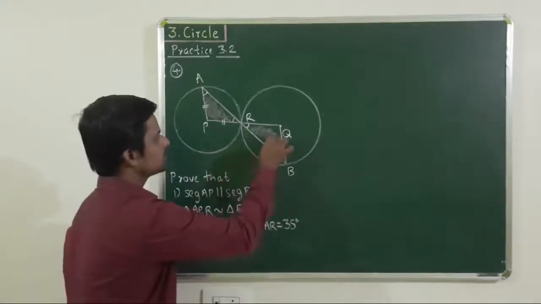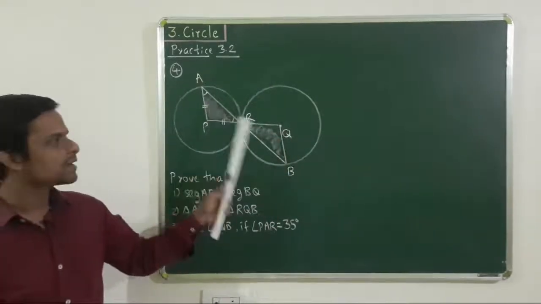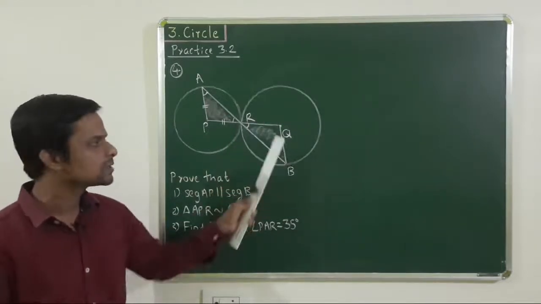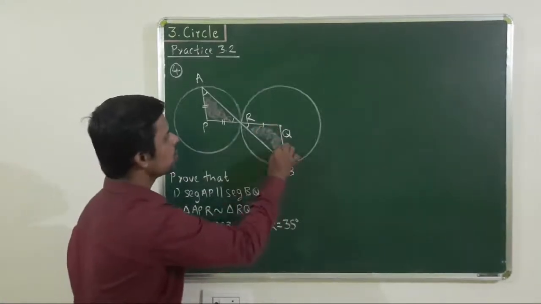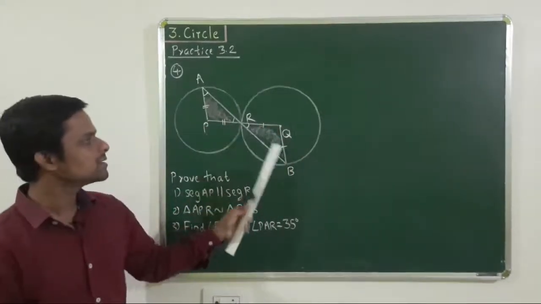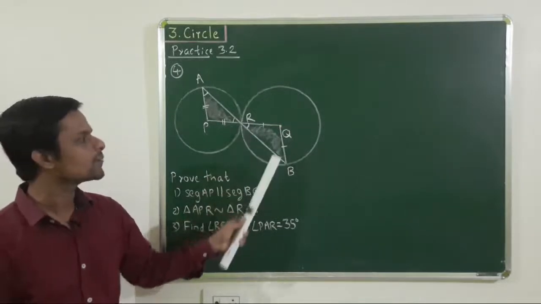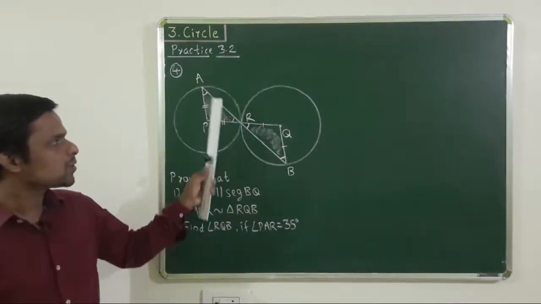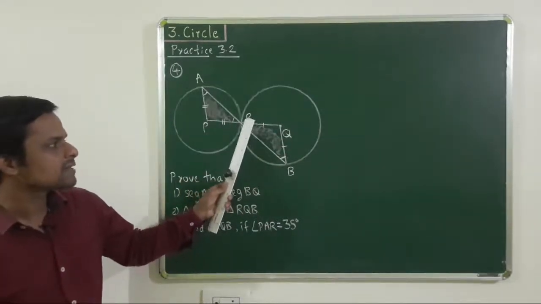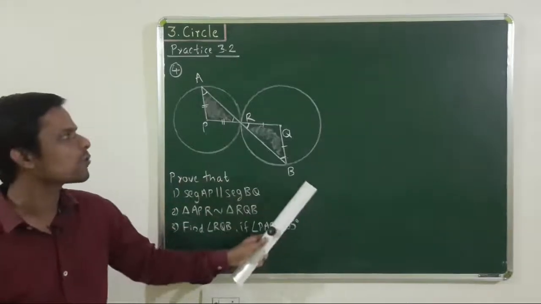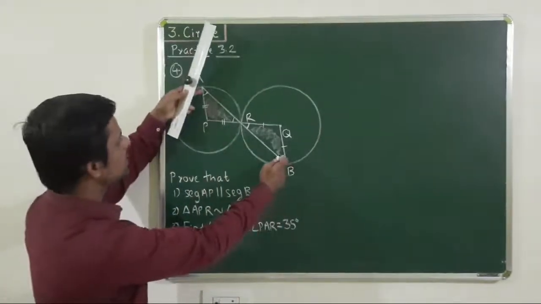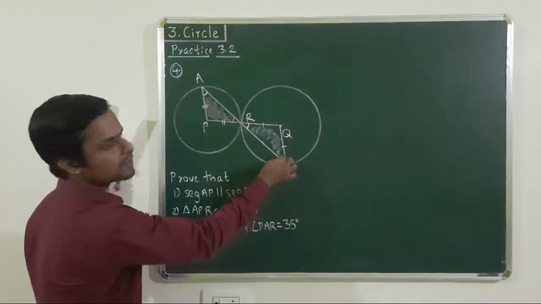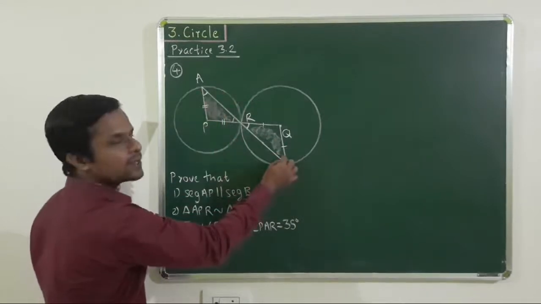Now, observe this triangle. Similarly, this triangle is also an isosceles triangle, since QR is a radius of this bigger circle and QB is a radius of the bigger circle. Hence, QR is congruent to QB, and the angles opposite to congruent sides are also congruent. Therefore, these two angles are congruent. All these four angles are congruent with each other, but I want this pair only. Hence, angle PAR is congruent to angle QBR.